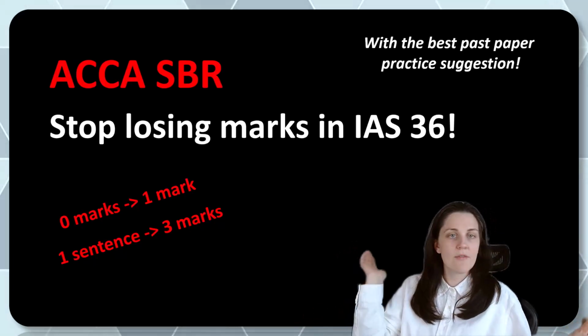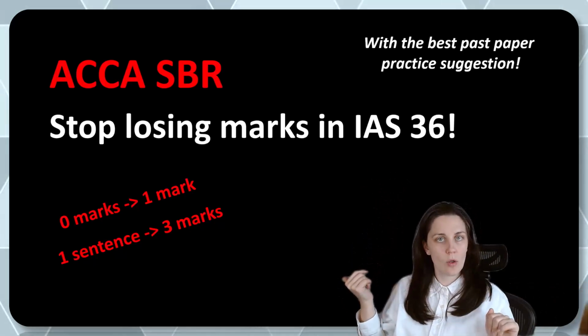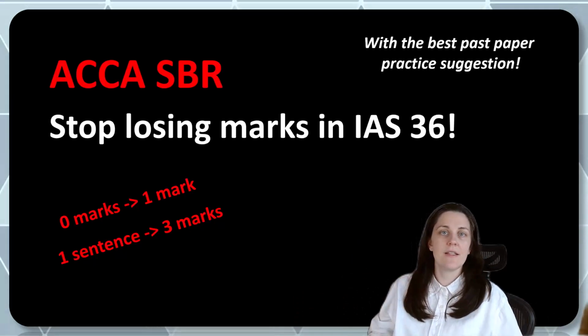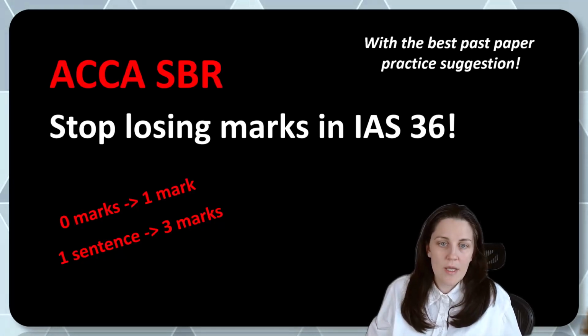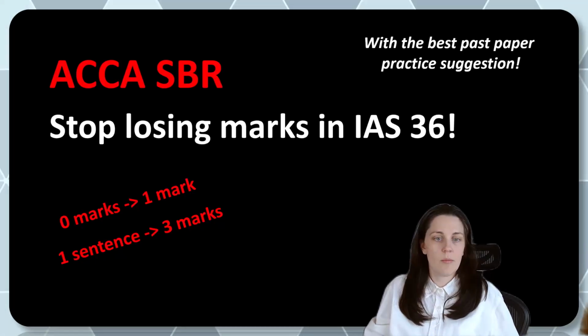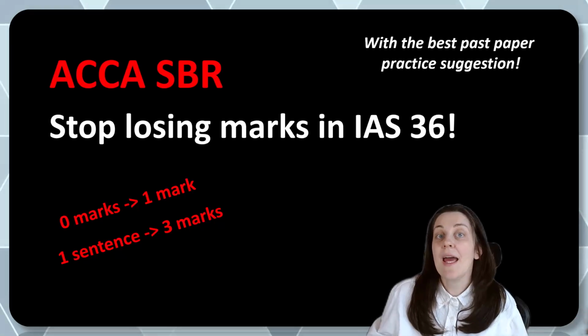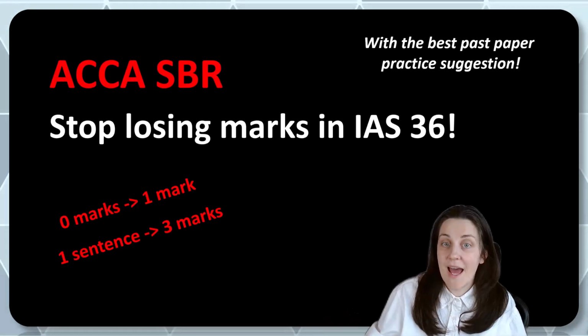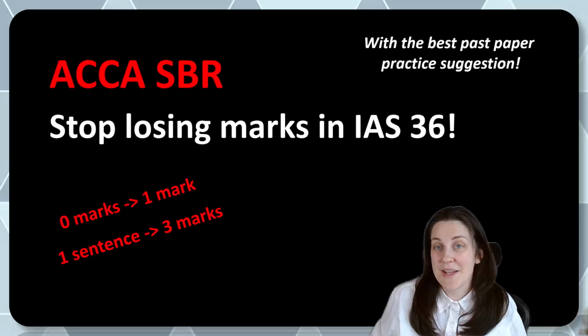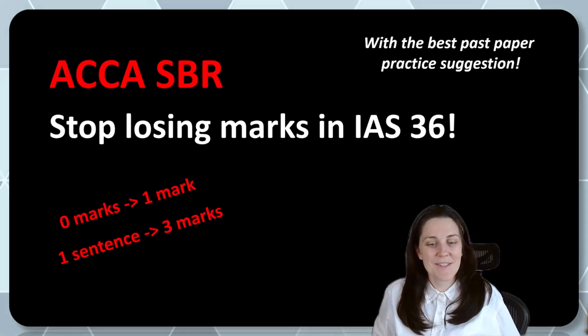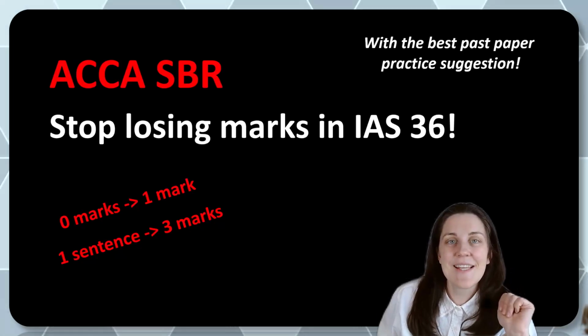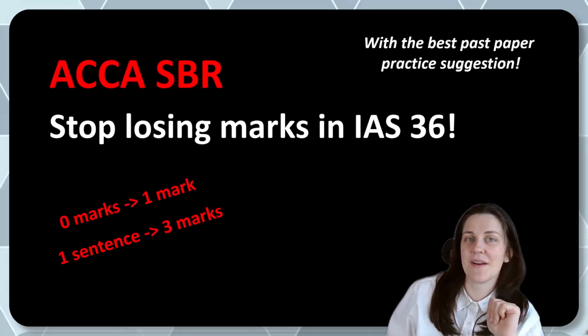Similarly, when we have a forklift that crashed into the wall, we don't just say that this is an indicator of impairment. We explain why. So, for example, if the company decides to sell it, it will have to give a hefty discount. That will decrease fair value less cost to sell, and that is an indicator of impairment. And that is how you get marks in this very standard.